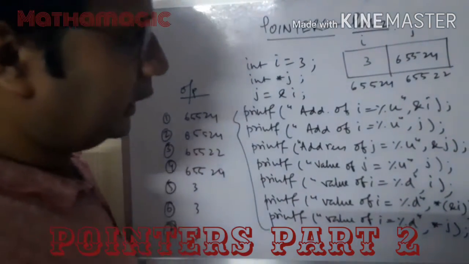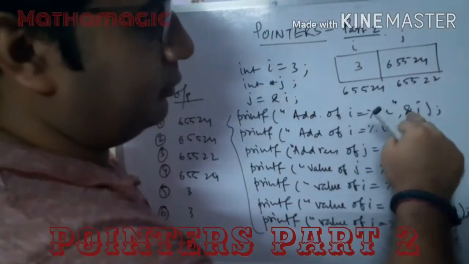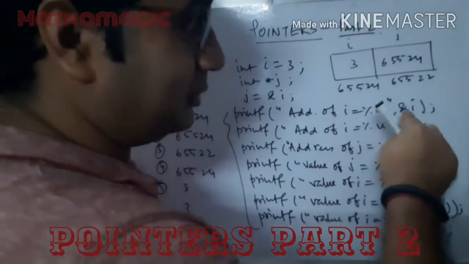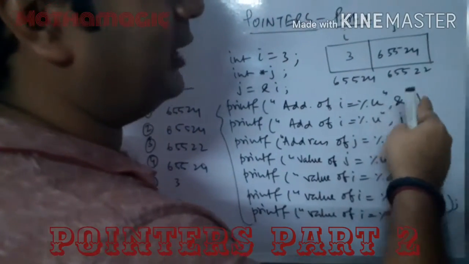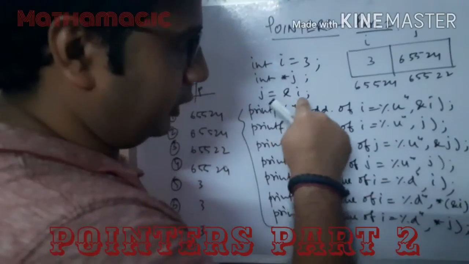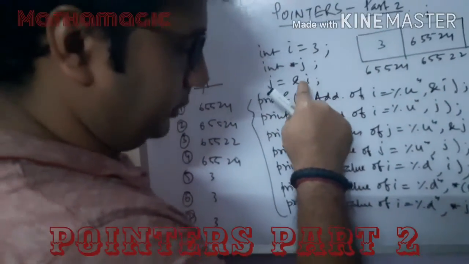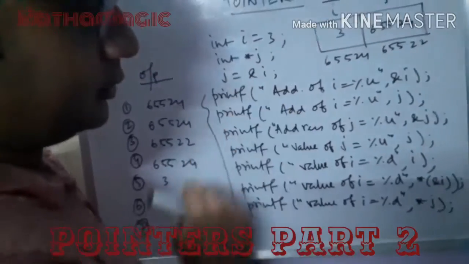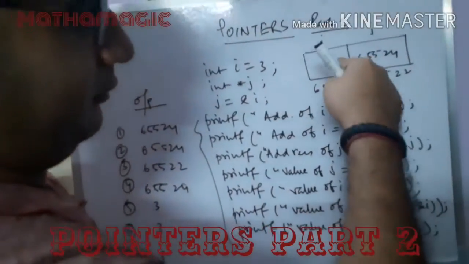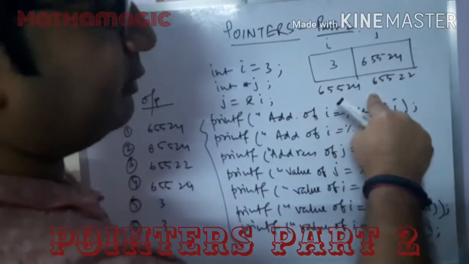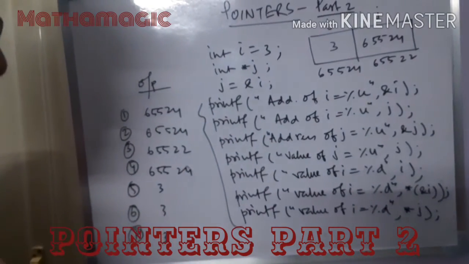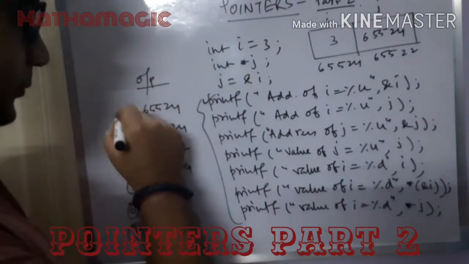Clear? Now i equals %u and comma ampersand i. Why is ampersand i written? Ampersand of i means address of i. We are also writing it here, j is equal to ampersand of i. That refers to the address of i. So what is the address of i? That is the value of j, 65524. So that is why it is 65524 in the first place. So this thing is explained.